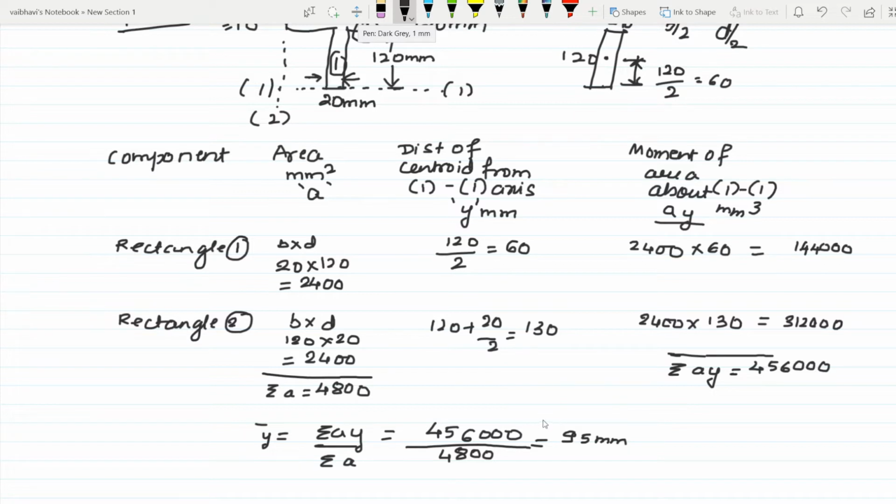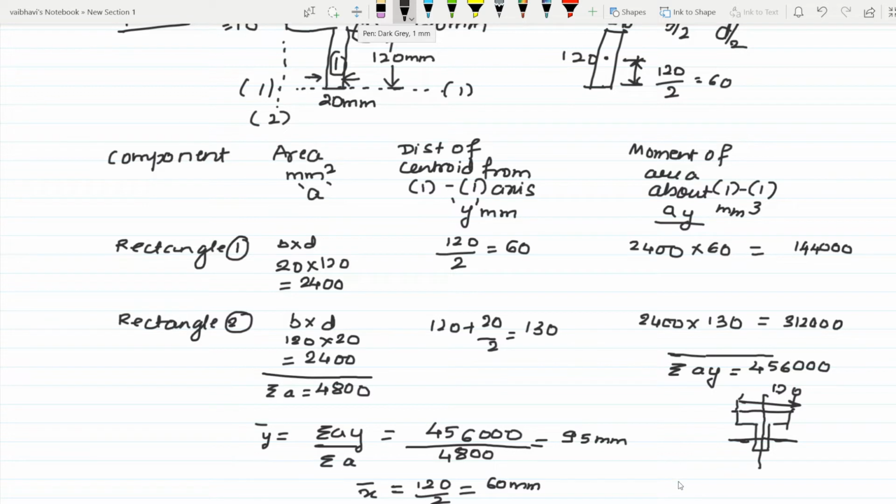Now X bar. X bar is simple. It is a symmetrical section, right? Symmetrical means if this is the T section given, if we draw a line at the center, then this half is a mirror image of this half. This portion is a mirror image of this portion. So it will be at this distance, how much is it given? It is given as 120. So it will be 120 by 2, which is 60 mm.